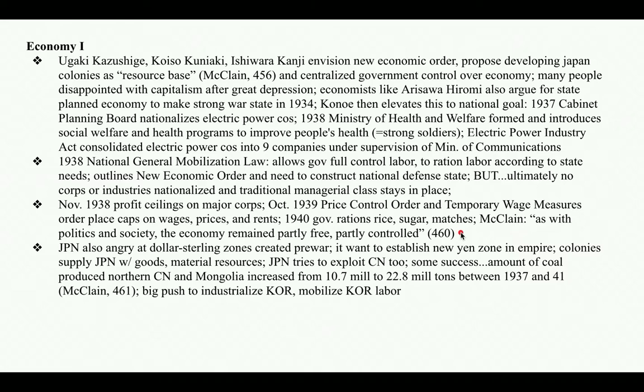Japan was also angry at the dollar and sterling zones created in the pre-war, and it wanted to establish a new yen zone throughout its empire. So colonies would supply Japan with goods and material resources, and as I mentioned, Japan tried its best to exploit China as well. And to varying degrees of success in China, the amount of coal, for instance, produced in northern China and Mongolia increased from 10.7 million to 22.8 million tons between 1937 and 1941. There was also a big push to industrialize Korea and to mobilize Korean labor.